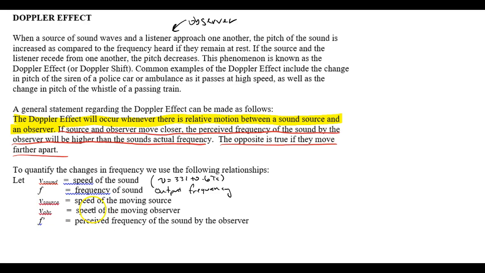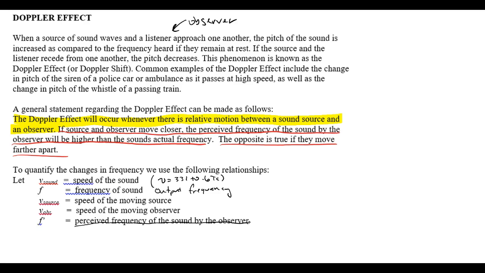V source is the speed of the moving source. So like if something like the police car, or if like you literally had a speaker on a cart and you push the cart, that would be the speed of the source. V of the observer would be the person who's observing it. All right, and then F prime is what we call the perceived frequency of the observer. So F is going to be the frequency of sound. F prime is going to be the perceived frequency of the sound by the observer.